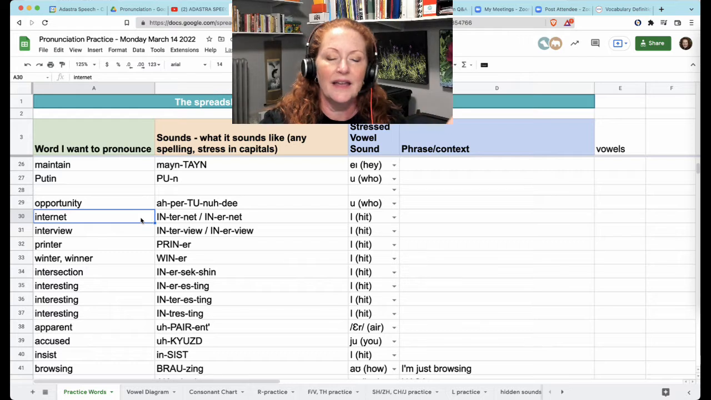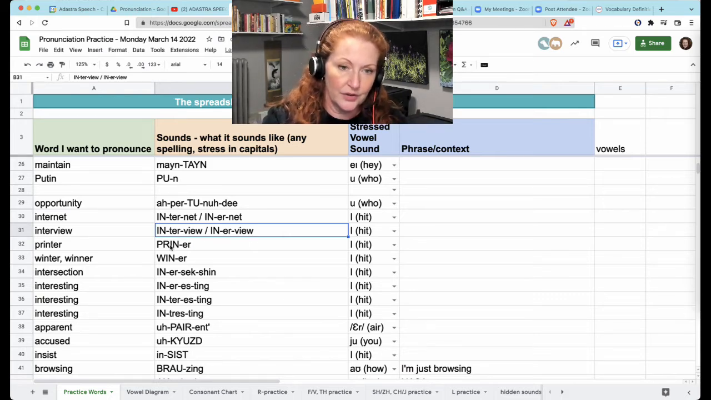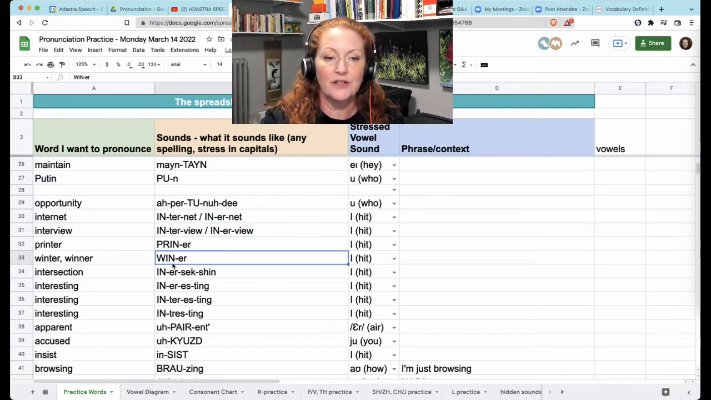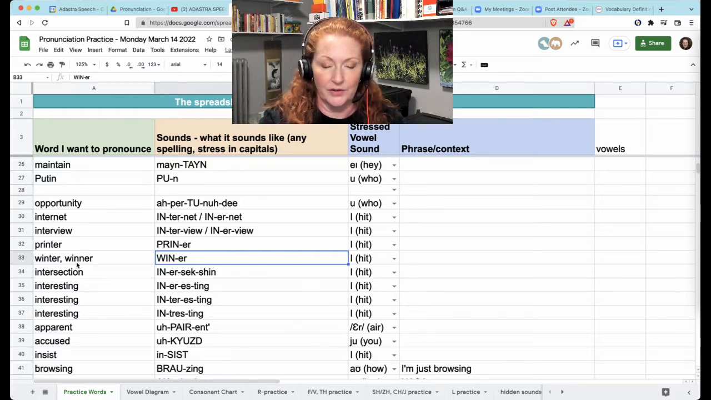You can say internet or internet. Interview, interview, printer, printer, winter, winner. And if you say winter without the T, yes, it will sound like winner, not loser, but winner. And you would know by the meaning of the sentence.